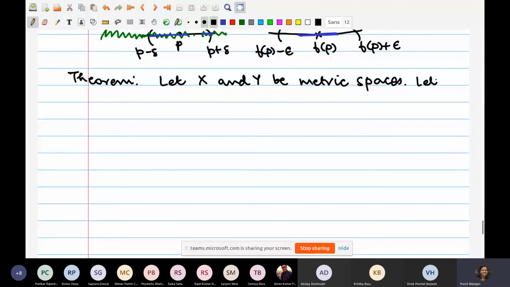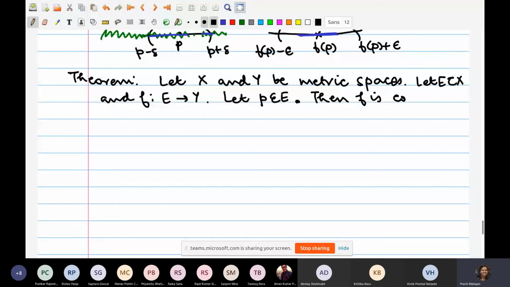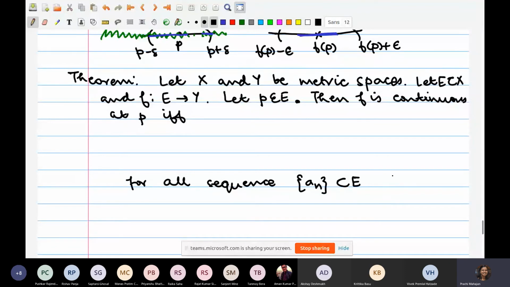And let E be a subset of X and f be a function defined on E into Y. Let P be a point of E. Then f is continuous at P in the sense of the definition given above if and only if for every sequence a_n in the set E converging to the point P, the corresponding sequence f of a_n, which is a sequence of points in Y, is convergent and converges to f of P.